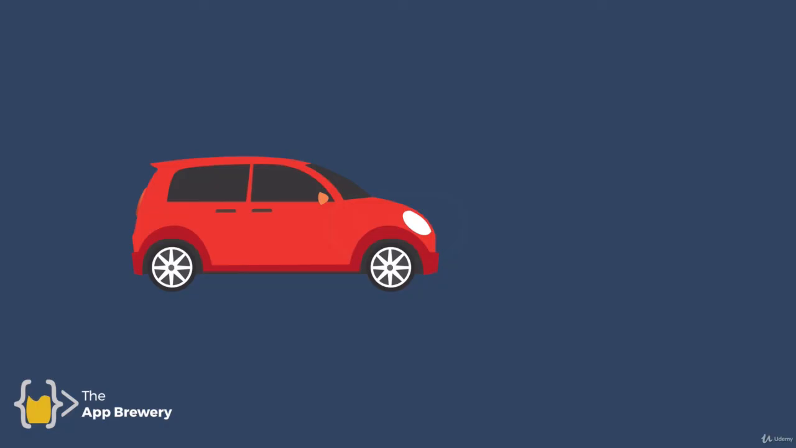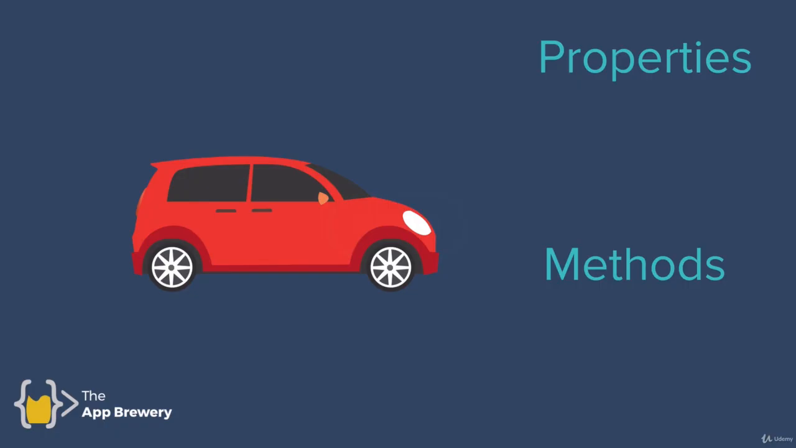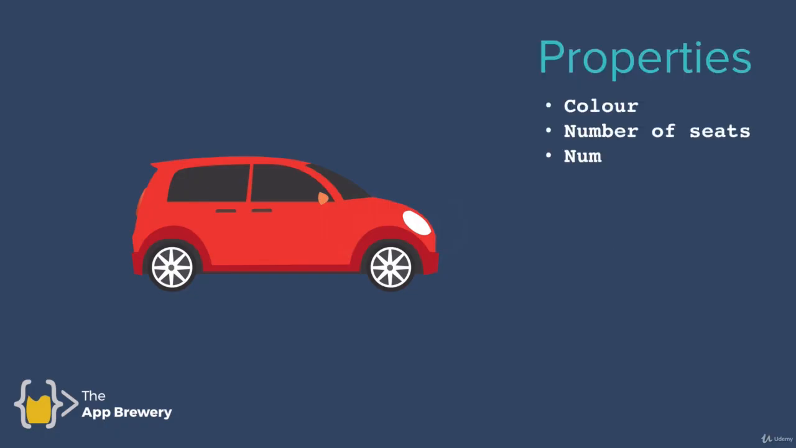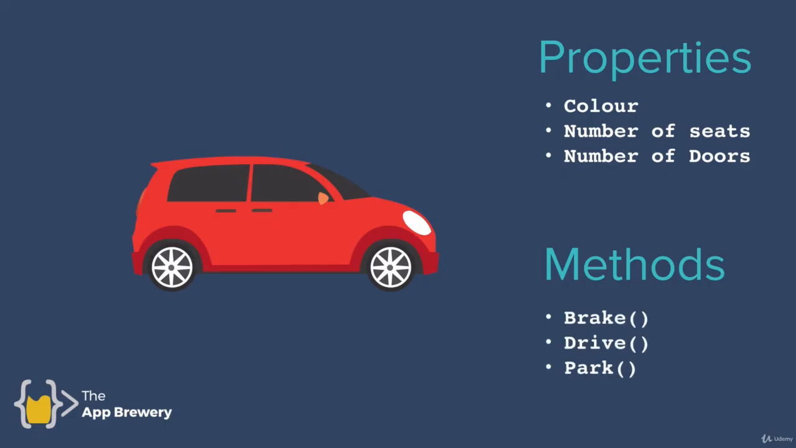So for example, let's say that our object isn't an HTML button, but instead it's a car object. Well, the car object also has properties and methods. The car object might have properties such as the color of the car, the number of seats, the number of doors. So these are things that describe something about the object. But it also might have methods, so the things that it can do, namely brake, drive, park.